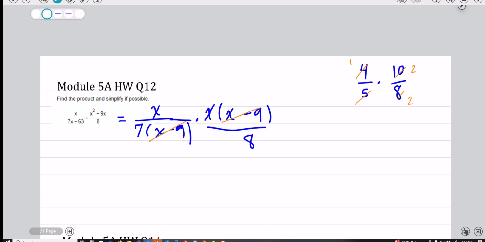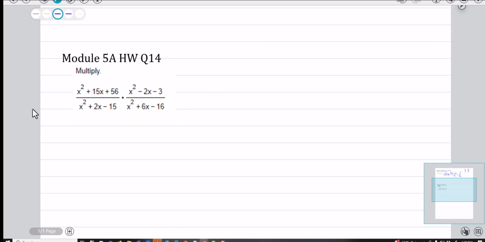So I could cancel those and it leaves me with just simply the X times X, which would be X squared. So that X times that X, and then 7 times 8, which would be 56. So sometimes it's good to simplify these right off the bat, because then they're not so difficult, as you can see here, as my final answer.